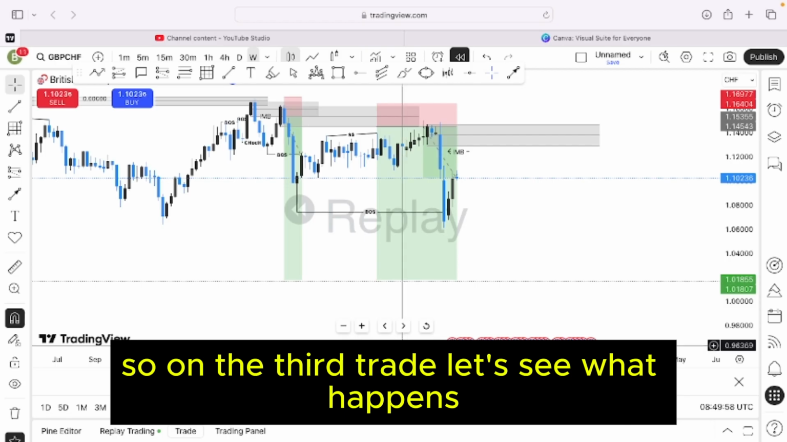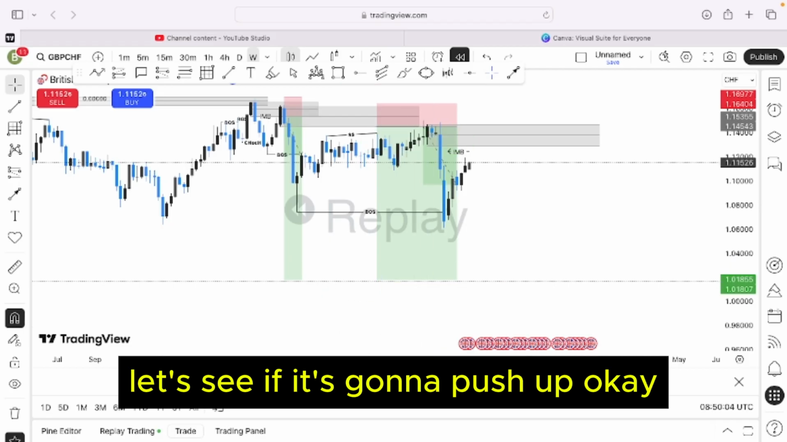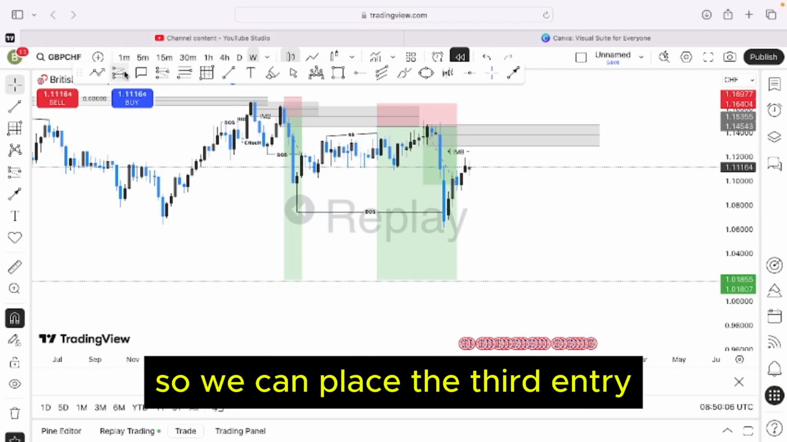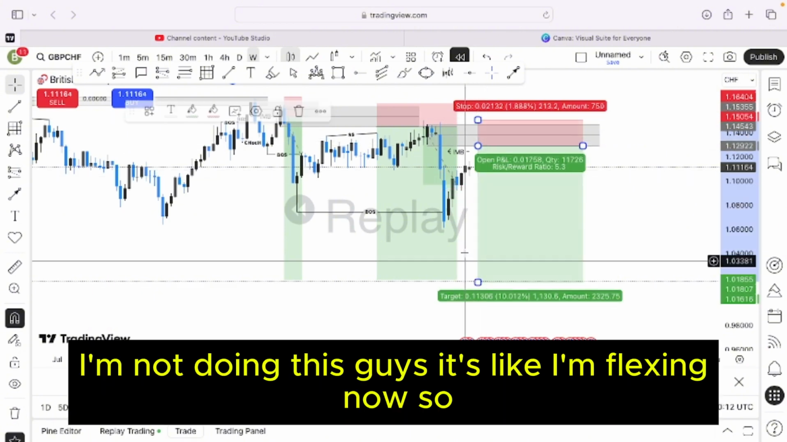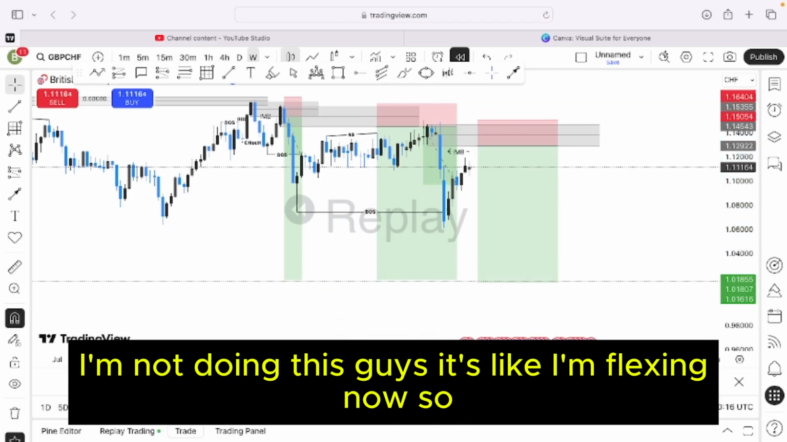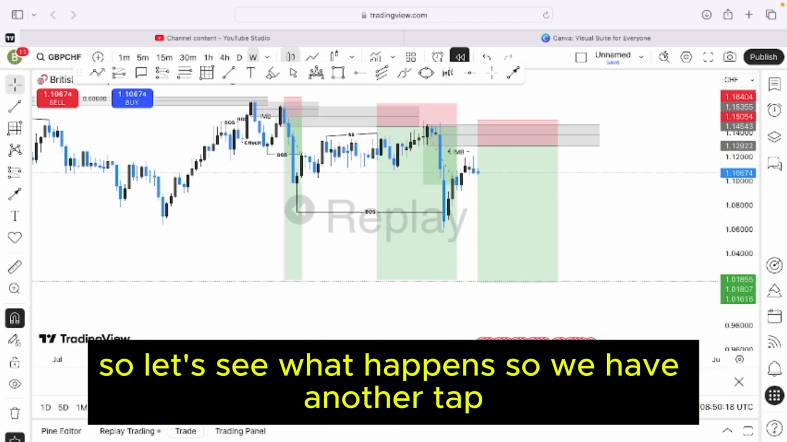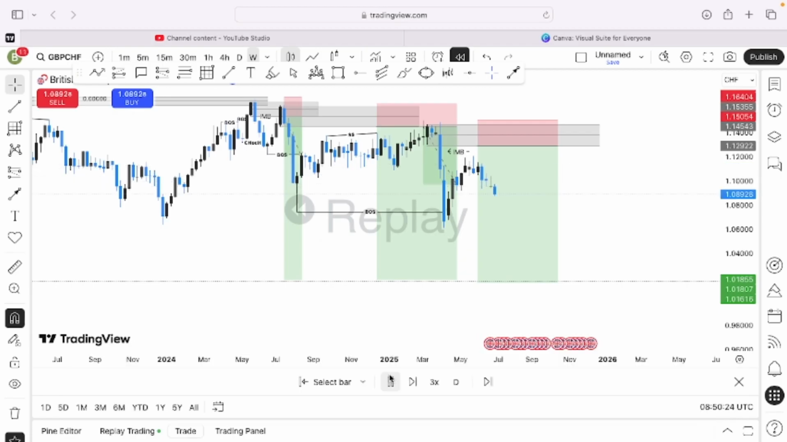So on the third trade, let's see what happens. Let's see if it's gonna push up. Okay, we're pushing up nicely, so we can place the third entry, of which this would be the last one, just because I'm not doing this, guys. It's like I'm flexing now. So let's see what happens. So we have another tap. Let's see if we can have another tap into that area.